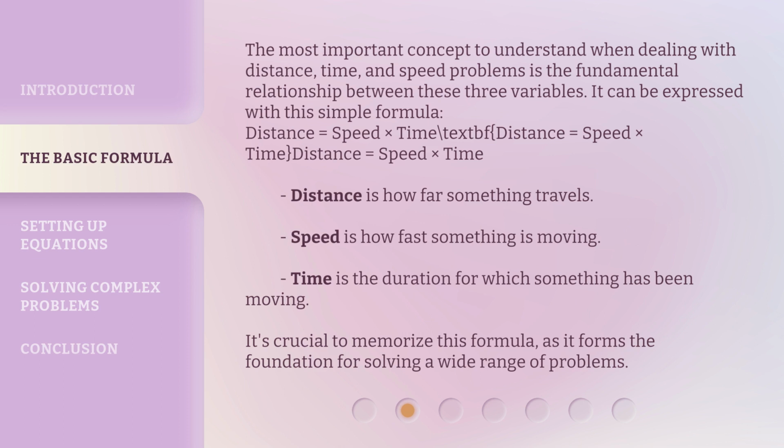Distance is how far something travels. Speed is how fast something is moving. Time is the duration for which something has been moving. It's crucial to memorize this formula, as it forms the foundation for solving a wide range of problems.